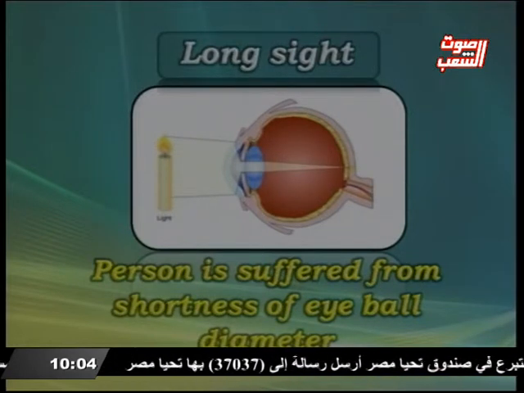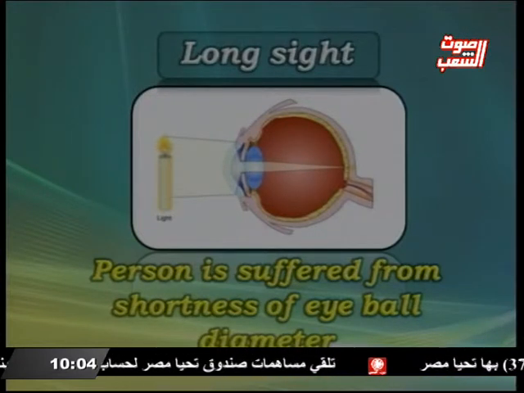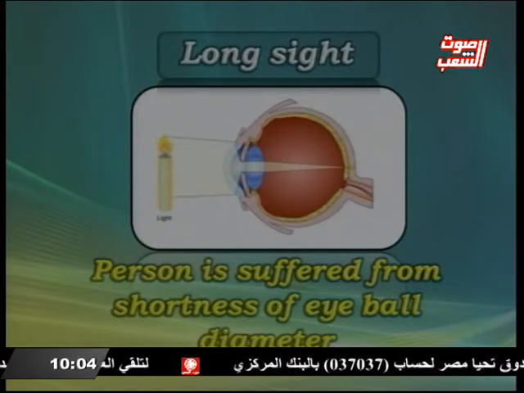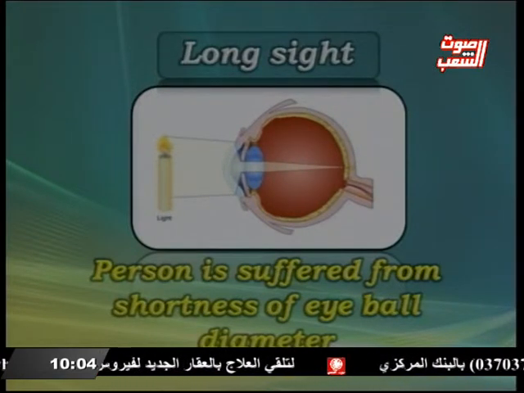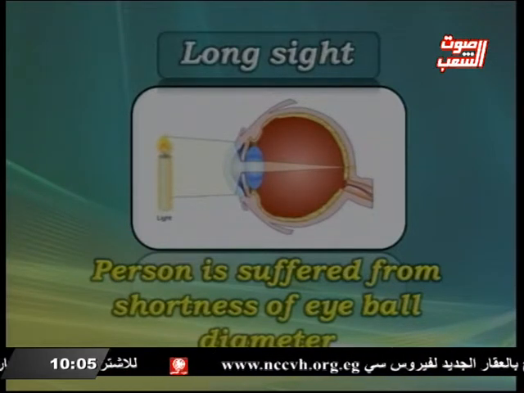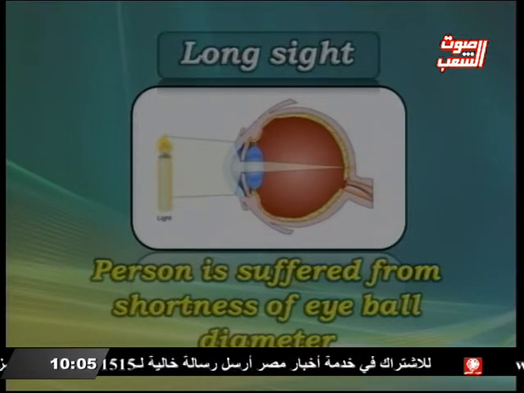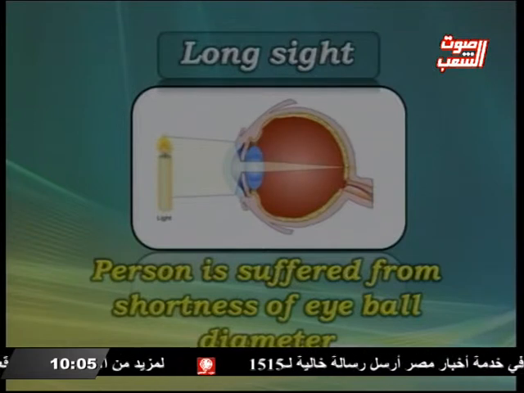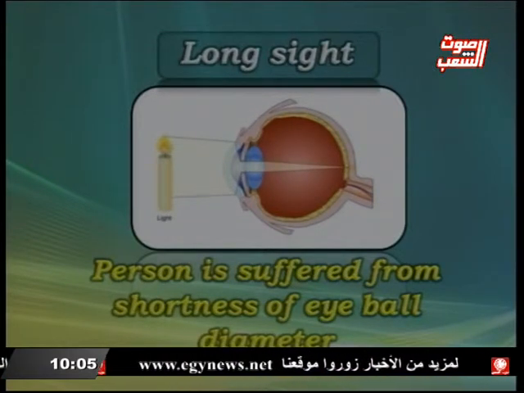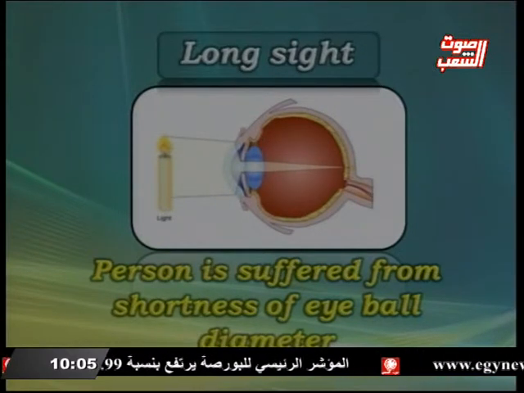It is compressed horizontally. This compression makes the image that is formed after the retina unable to be received on the retina in the right way. So he cannot read anything near to him, and he has to hold the reading far from him. Why? Because long sight makes anything near not clear.